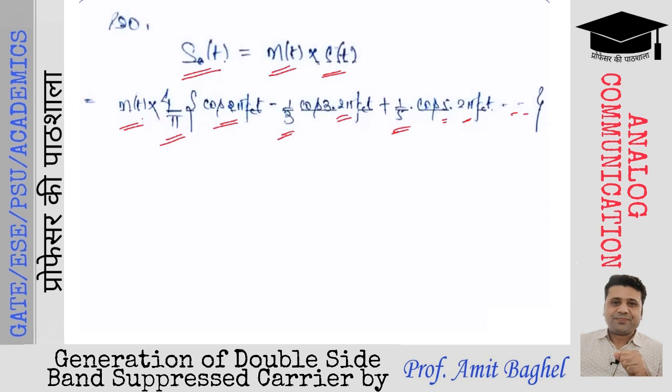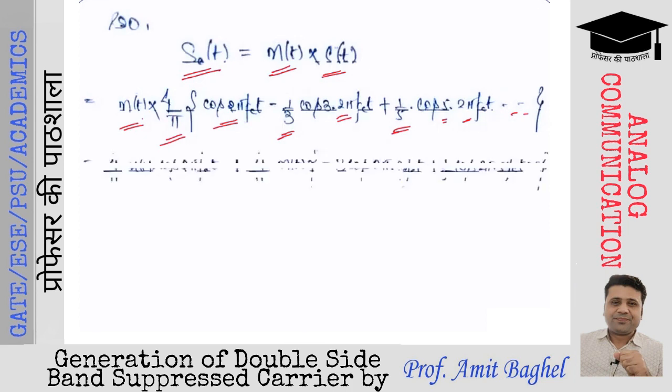तो multiplication को आप open करेंगे. When you do this, you will get the expression as 4 by pi m(t) cos of 2 pi fct plus 4 by pi m(t) times minus 1 by 3 cos of 3 theta plus 1 by 5 cos of 5 theta minus 1 by 7, and these all are the high frequencies.